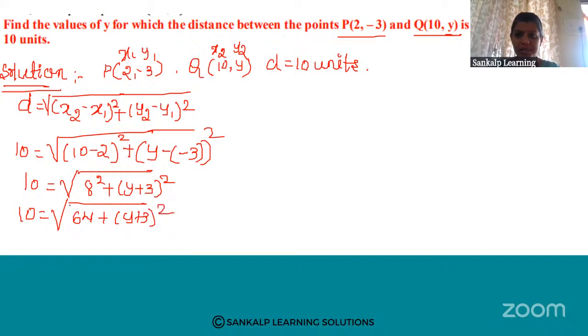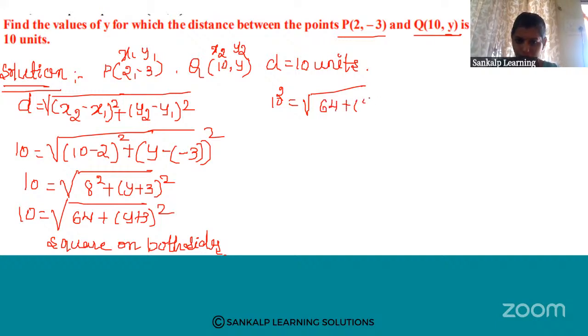Now here square root is there. I don't want the square root. So in order to remove the square root, what will I do? I will square on both the sides. If I square on both the sides, what will happen? 10 square is equal to square root of 64 plus (y plus 3) bracket square, whole square. Right? Because we are squaring on both the sides. Square and square root will get cancelled.